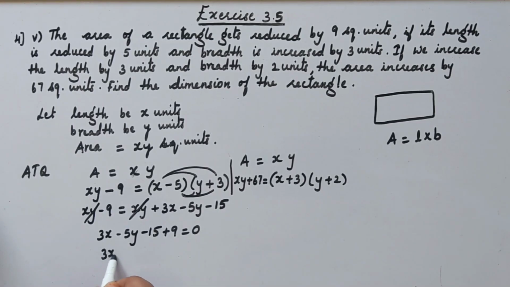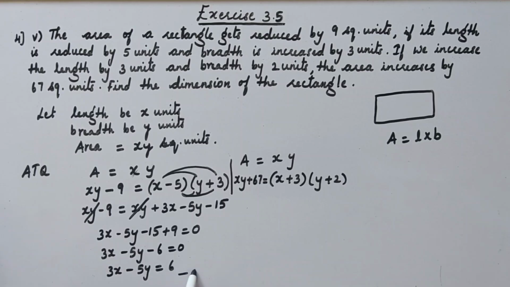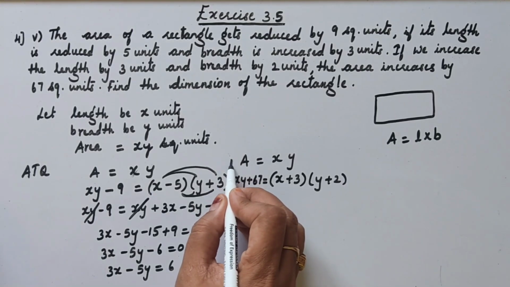So this is 3x minus 5y. We have got different signs, so we need to subtract. I am going to get here 6, which is the greater number's sign, equal to 0. So let me rearrange this: 3x minus 5y equal to minus 6. If you shift that to the other side, it becomes plus 6. I got the first equation, students.